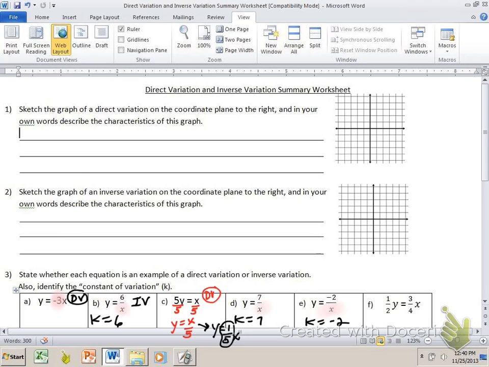Okay, let's move on over to choice F. Okay, option F. For this question, you've got to get y by itself once again. So to do that, let's multiply by the reciprocal of 1/2, which is 2, or 2 over 1. So the equation is y is equal to 6/4 x. Okay, so clearly this is a direct variation. Where k is, actually, k is 6 over 4, but it can be reduced to 3/2.